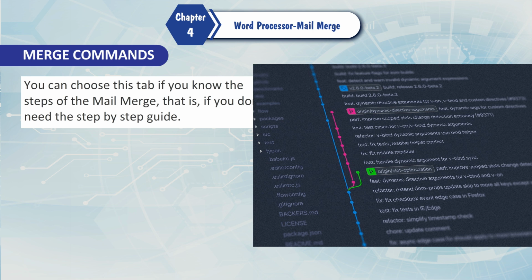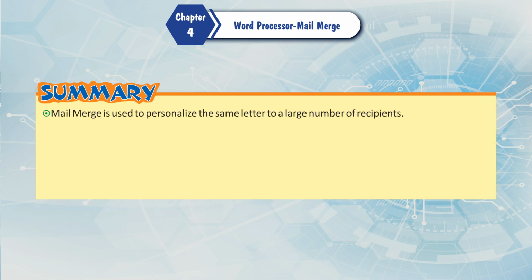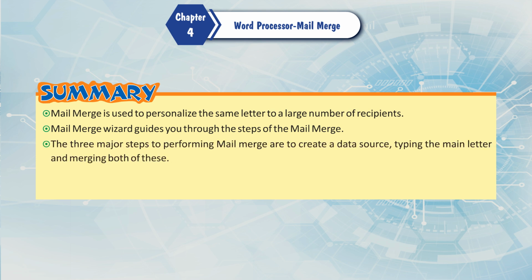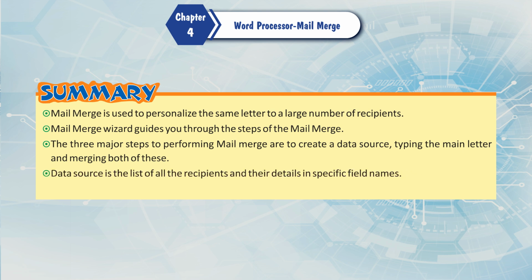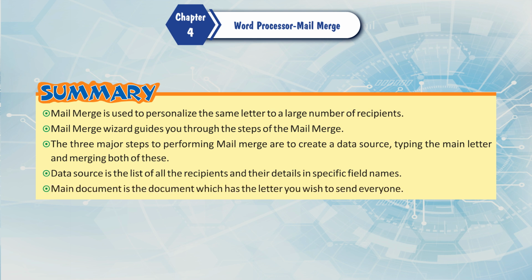Summary. Mail merge is used to personalize the same letter to a large number of recipients. Mail merge wizard guides you through the steps of the mail merge. The 3 major steps to performing mail merge are to create a data source, type the main letter and merge both of these. Data source is the list of all the recipients and their details in specific field names. Main document is the file which has the letter you wish to send everyone.